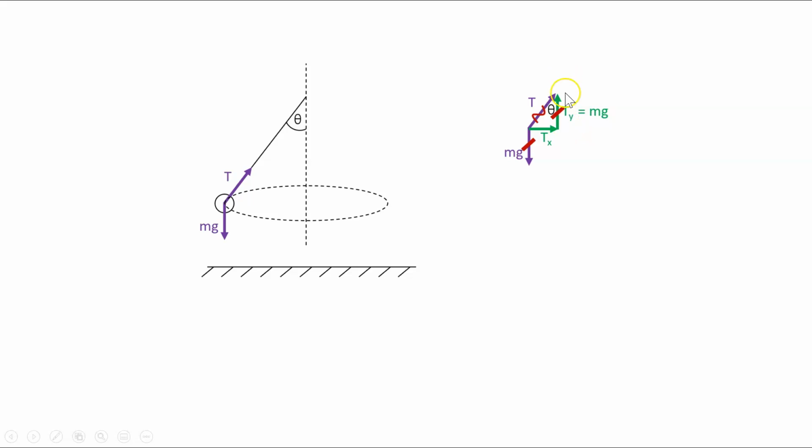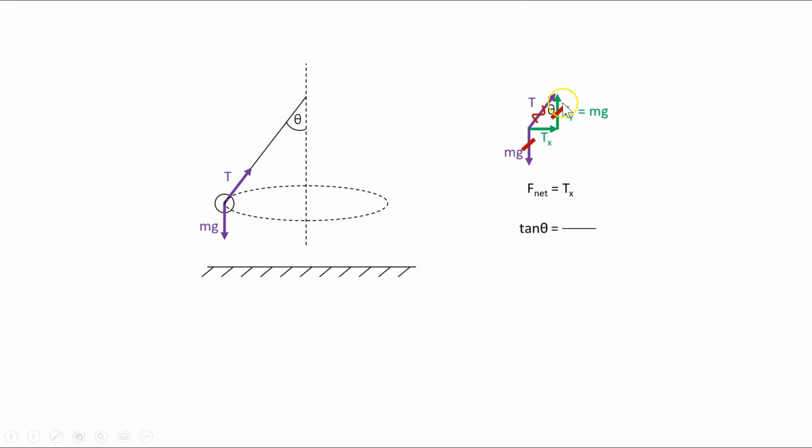Since we've drawn components for tension, we can squiggle out the hypotenuse. And when we look at the resulting picture, we can see what the net force is. Something is turning this ball, pushing it toward the center. Where does that centripetal, center-pointing force come from? It's Tx. That's the only one that doesn't cancel. So Tx is equal to F net.